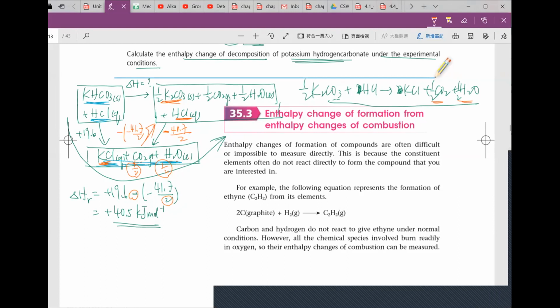We get to know the two methods in detail, and we have two more topics to go. First of all, I'll try to make it as easy as possible, because for those two topics, 35.3 and 35.4, it is something very easy, because you may see some standard enthalpy terms and use them as a shorthand method to calculate.